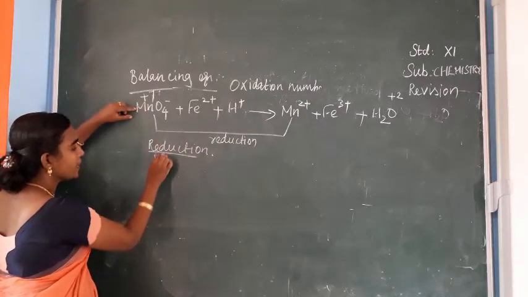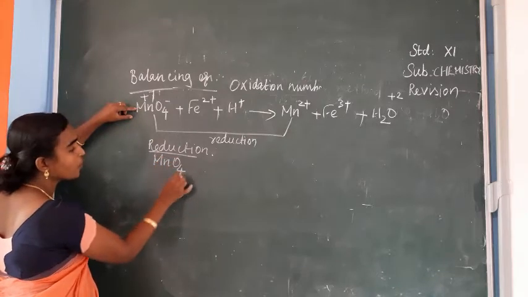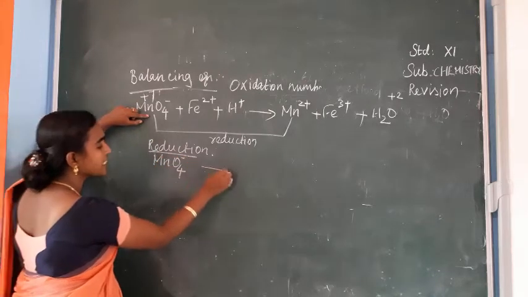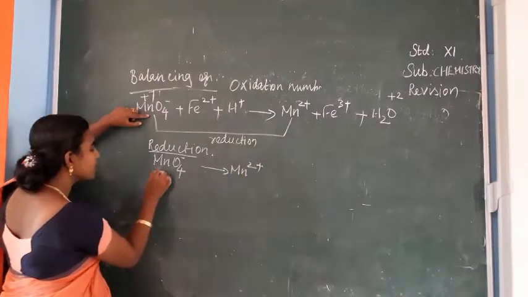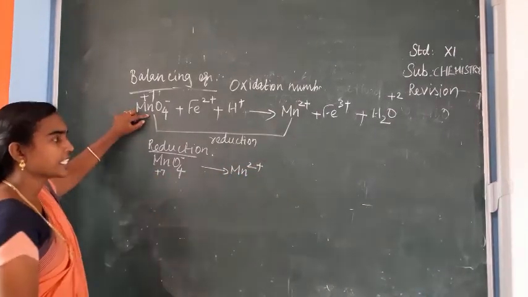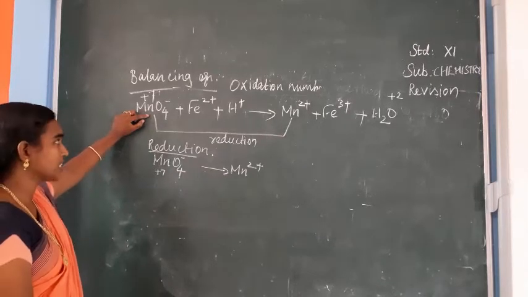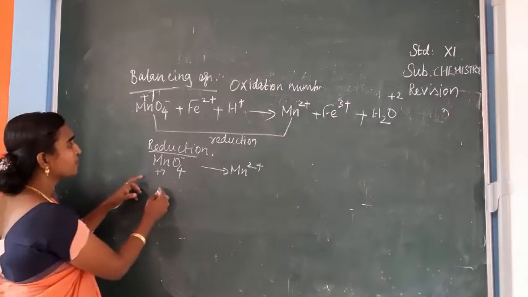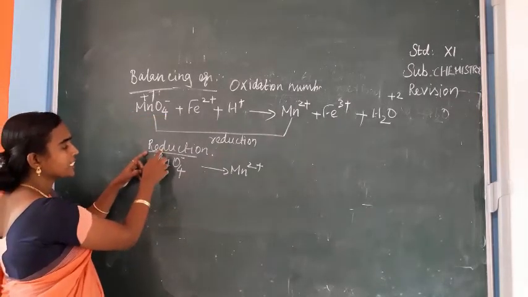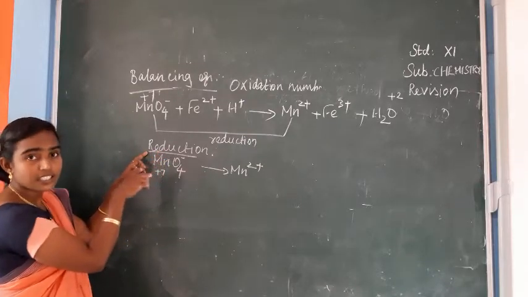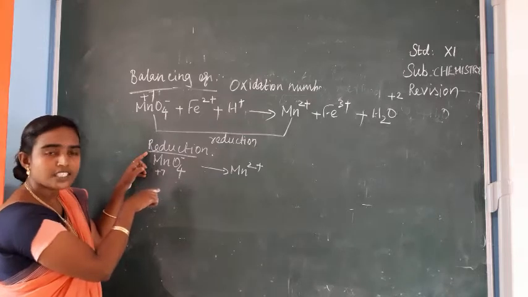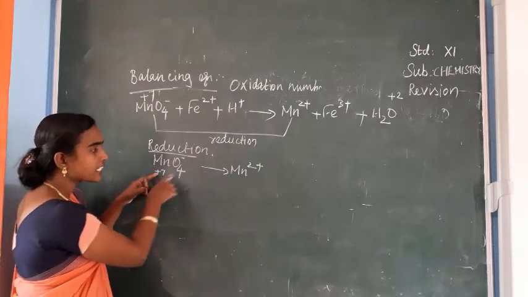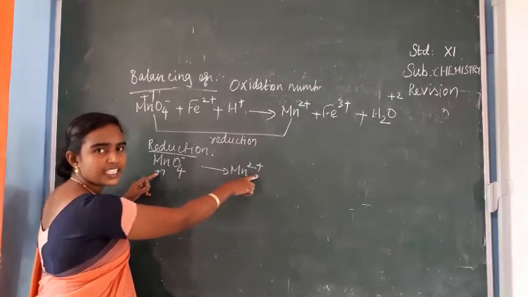That is, MnO4 minus has converted into Mn2 plus. Here it is in plus 7 oxidation state. Here it is in plus 2 oxidation state. So this is the reduction reaction. Why have we called this a reduction reaction? That is, the oxidation number has reduced, decreases, isn't it?